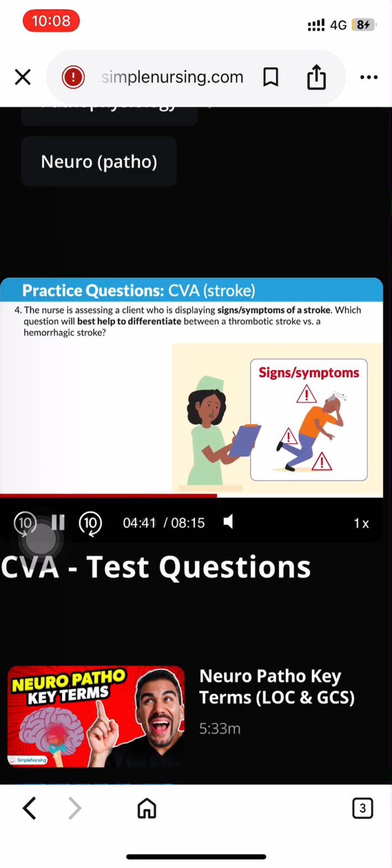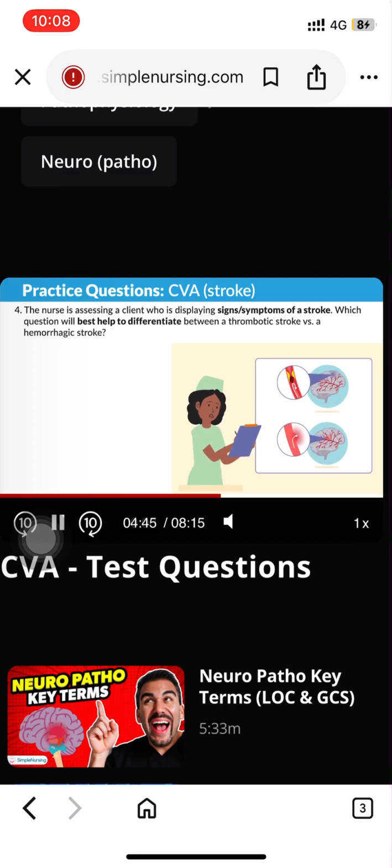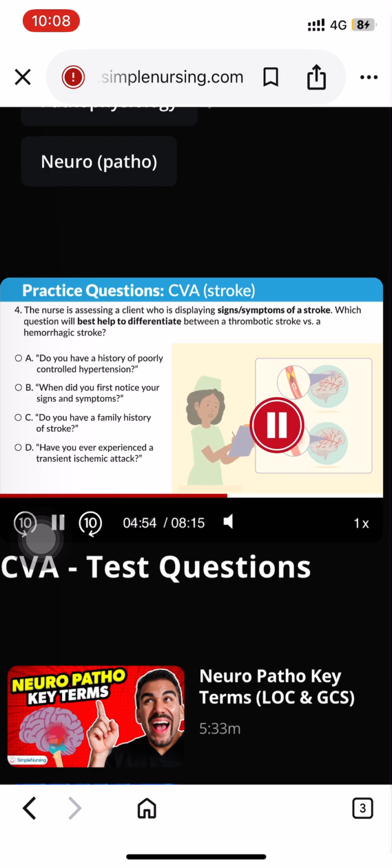The nurse is assessing a client who is displaying signs and symptoms of a stroke. Which question will best help to differentiate between a thrombotic stroke and a hemorrhagic stroke? So pause the screen and try your best to answer this question.